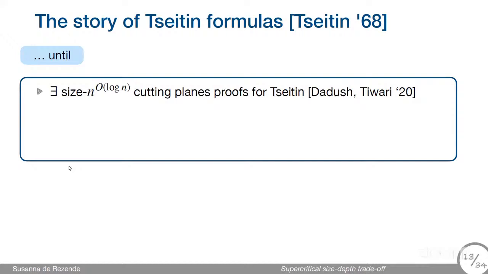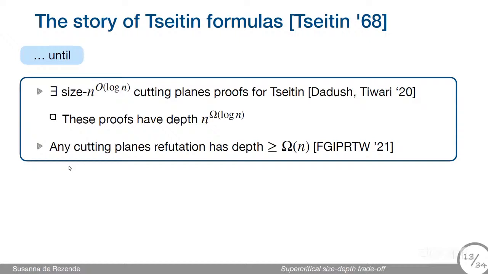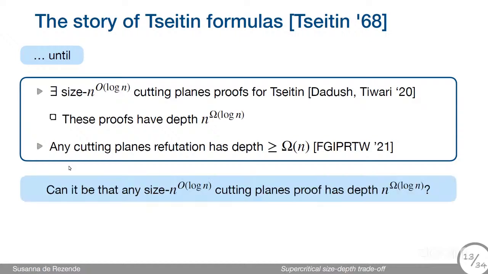And what was interesting about this upper bound is that these proofs actually have depth n to the log n. So this also gives some reason why perhaps we could expect these things to exist. That maybe the small proofs can be very long, very deep, sorry. And perhaps that's why we couldn't find this upper bound before, because they were in some sense unnatural. So could the same thing be happening with perfect matching? Later on, it was also shown that any cutting planes refutation actually does require linear depth. So again, there's some similarity there. But we still don't know, can it be the case that any n to the log n size proof does require depth n to the log n?